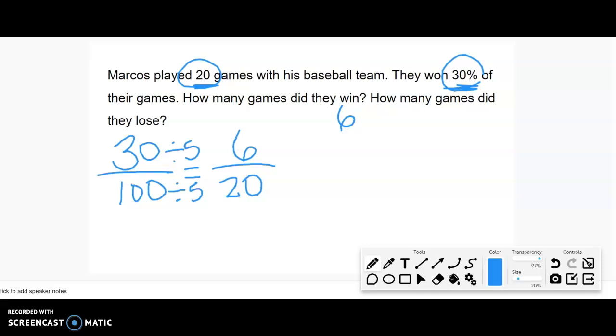So then how many games did they lose? Well, if they played 20 minus 6 is 14, so they lost 14. Bummer of a season, but hopefully they still had fun, right?